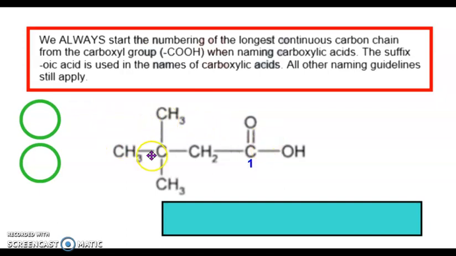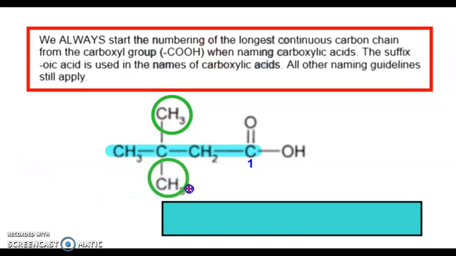So in this organic compound over here, we need to identify the longest continuous chain that contains the carboxyl group. So there is our longest chain, which has 4 carbons. So we know that this is going to be butanoic acid. Now, over here, we have an alkyl substituent called methyl, and over there, we also have an alkyl substituent called methyl. So we have 2 of them, so it's dimethyl.